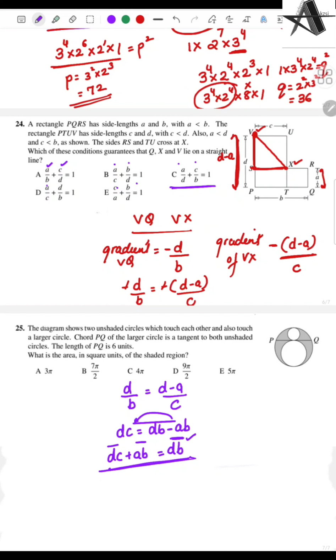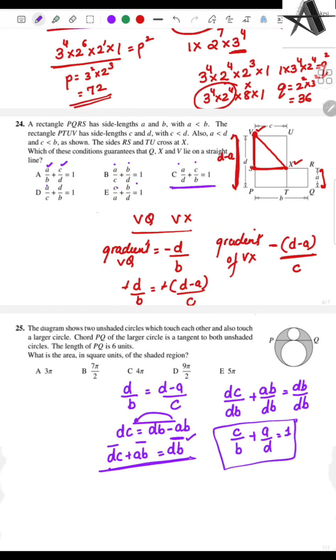How can I do that? If I divide both the sides by DB, it would be DC over DB plus AB over DB is equal to DB over DB. As I told you, there are so many ways by which you can simplify it, but we have to work according to the options. So cancelling out D and D, I'll get C over B plus, cancelling B, A over D is equal to 1. This would be our final answer. Let me check which one it's matching. C over B and A over D, that is C. The matching one is C.